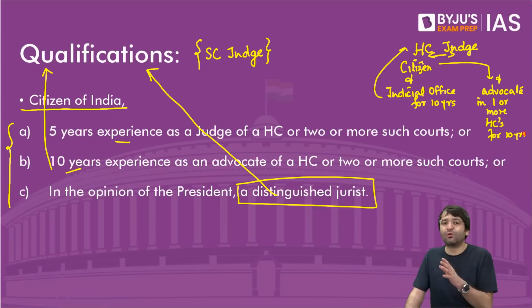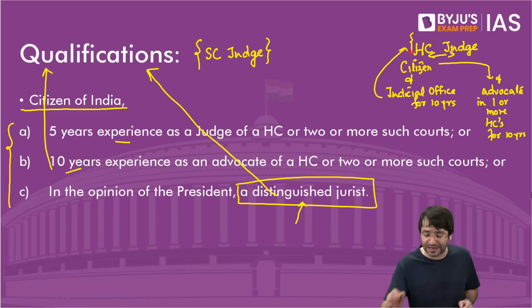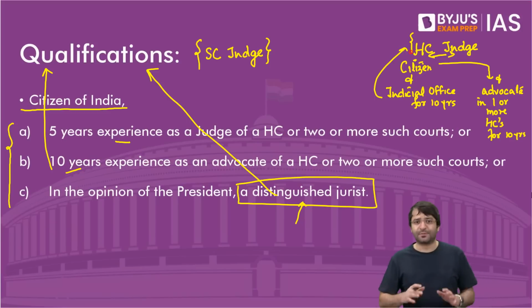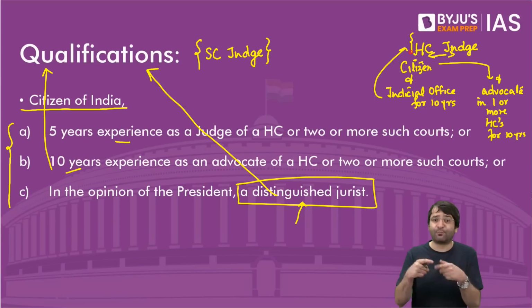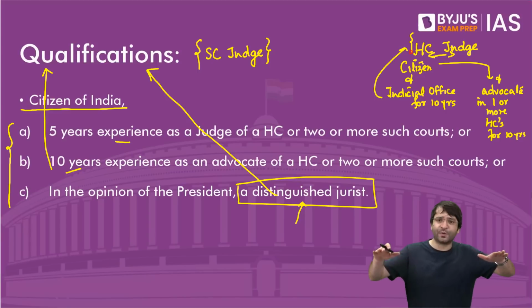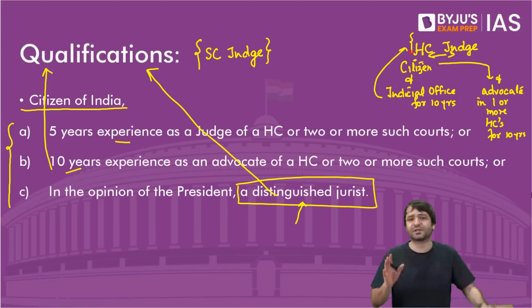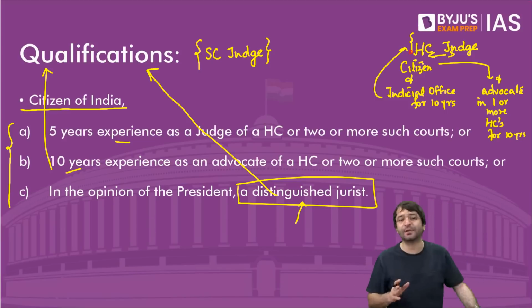There is no qualification as that of a distinguished jurist when it comes to the appointment as a High Court judge. That means, who is qualified to be appointed as a judge? Judge can be a High Court judge or a Supreme Court judge. Why are we discussing them together? Because their appointment process is same. Their removal process is same.